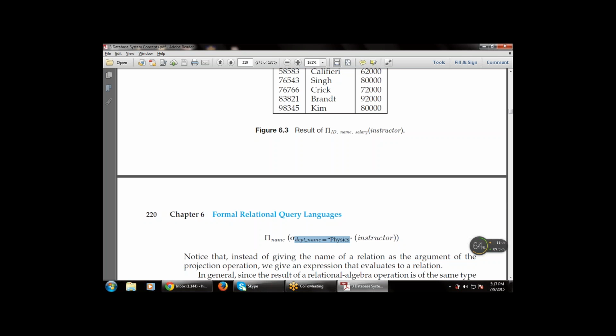Right. So notice that instead of giving the name of the relation as an argument of the projection operation, we give an expression that evaluates to a relation. So in this we are using the projection as well as the selection.